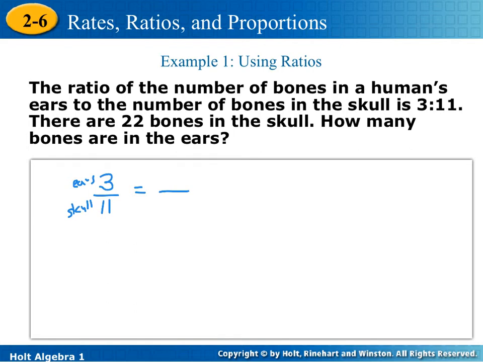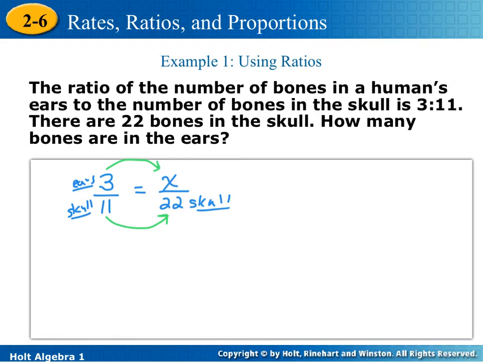Then it says if there are 22 bones in the skull, I need to make sure I put that number in the same place. And I'm looking for my value here. Again, we want to make sure that we put the right piece in the right place. We don't have to label them, but I find it sometimes helps just to write down and make sure we know what's going where. Now I can solve this a couple different ways. If you notice that this is times 2, that's great. You can multiply by 2 here.